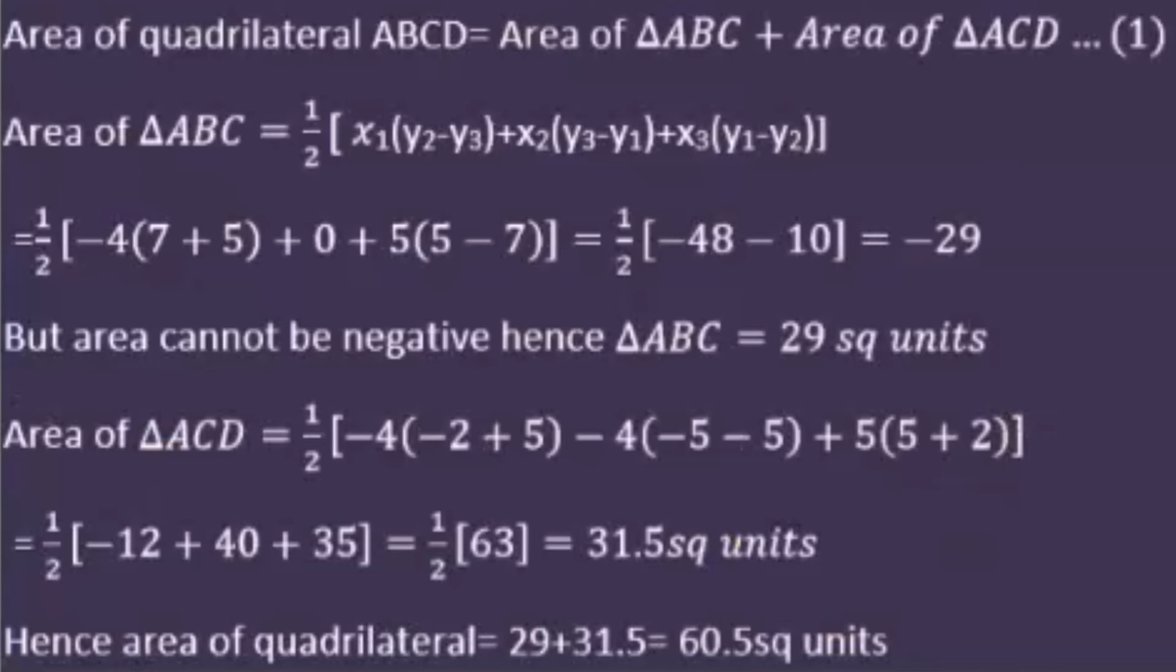As we have written in equation 1, the area of quadrilateral is the sum of areas of these two triangles. So we'll add the areas of these two triangles. The first one was 29, second one 31.5. We'll add these two to get 60.5. So this is the area of quadrilateral ABCD.